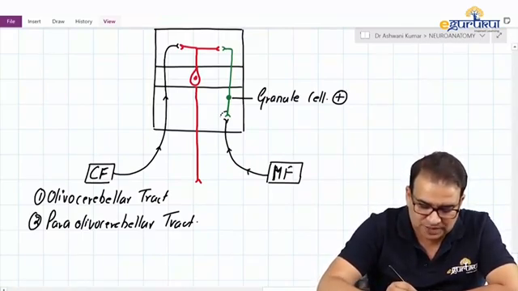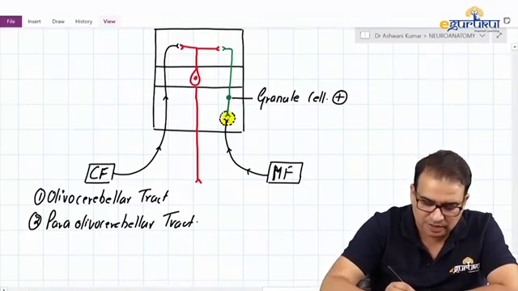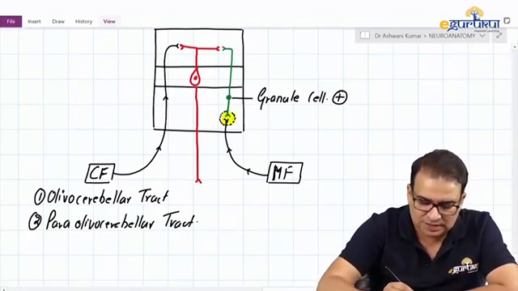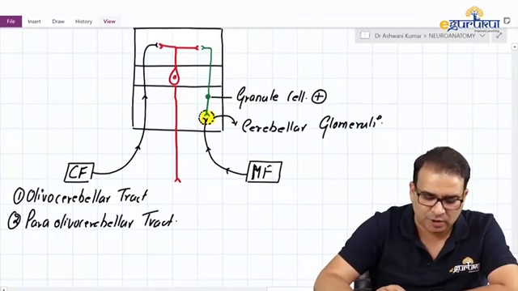And this site of the synapse between the granule cell and mossy fiber is called the cerebellar glomeruli. It's called cerebellar glomeruli.